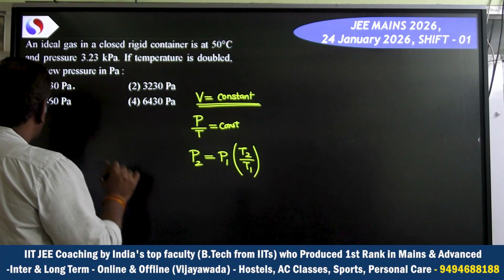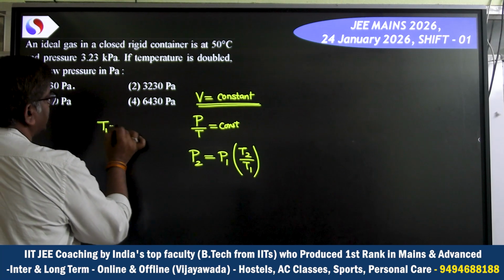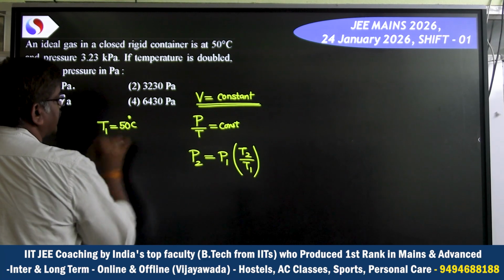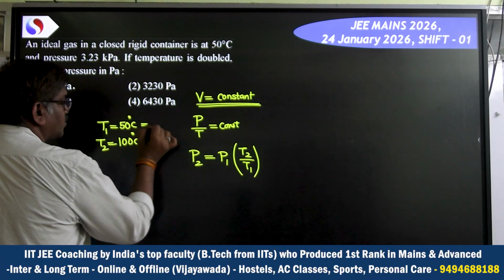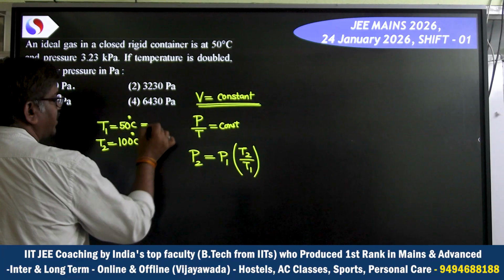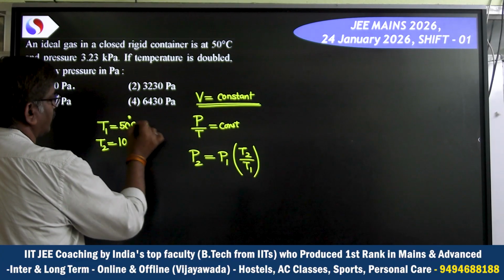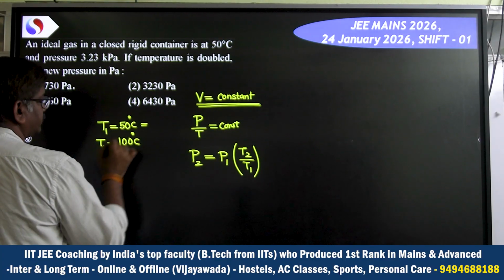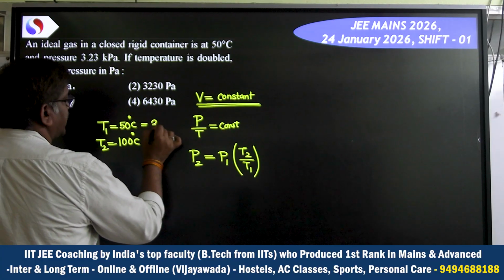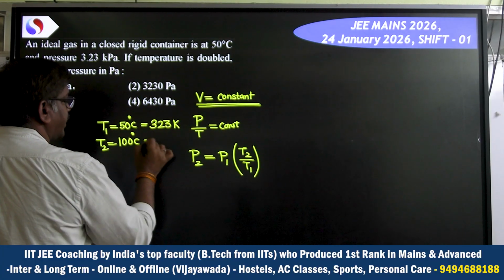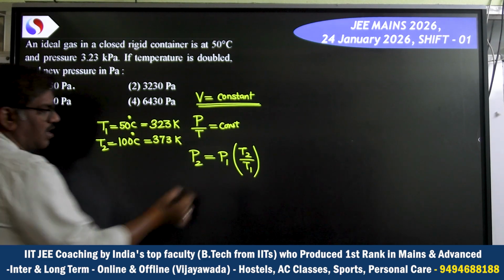So here is the twist. If I am talking about T1, then it is 50 degrees centigrade. And if I am talking about T2, it is double of that. Double of that means 100 degrees centigrade. So in Kelvin, it is not double. In Kelvin, this is going to be 273 plus 50, which is 323, and here it is going as 373, correct?